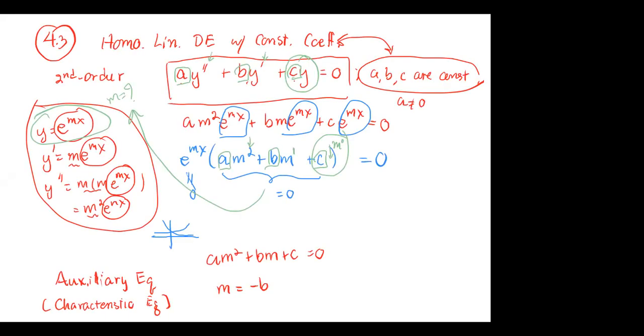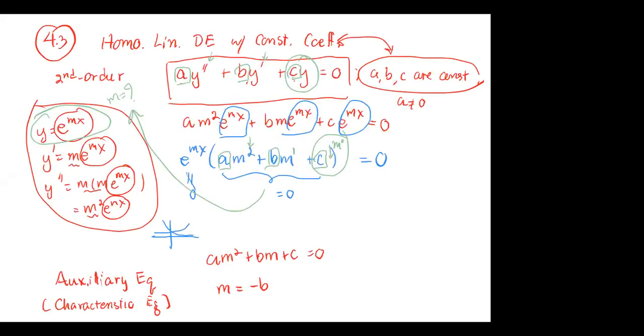There you go. So negative b, m is negative b. It keeps going back. Negative b plus minus square root of b squared minus 4ac all divided by 2a. That's easy, right? Yep, just from algebra class. All right, next one.